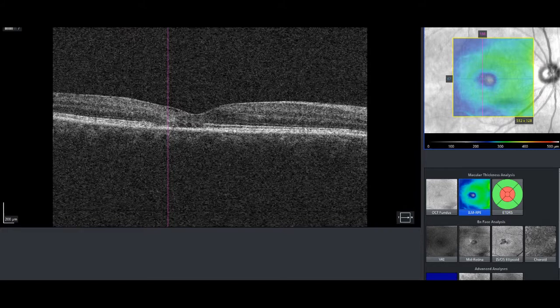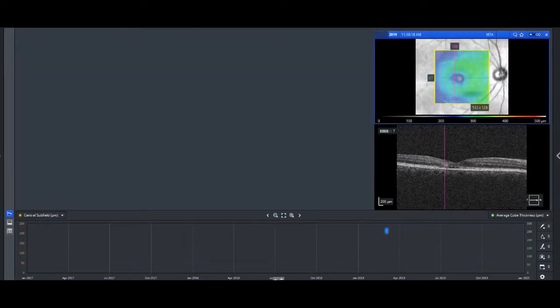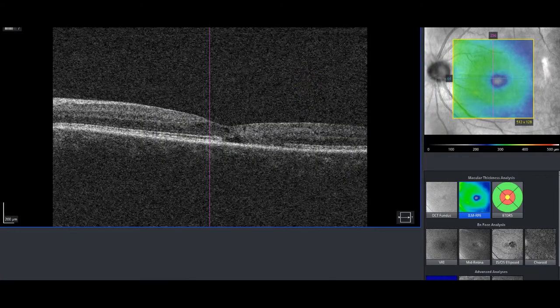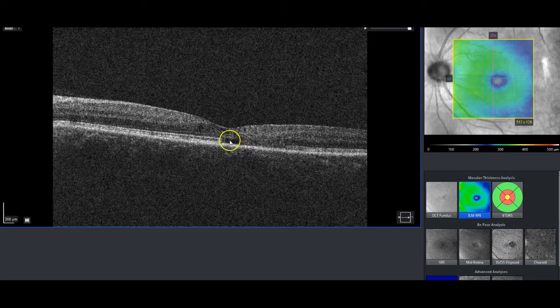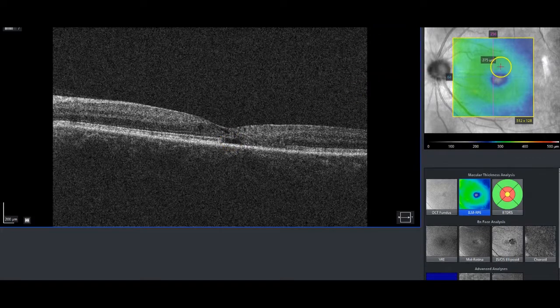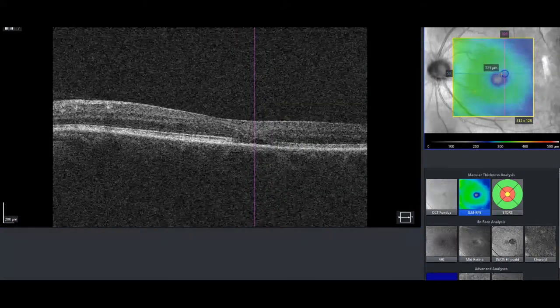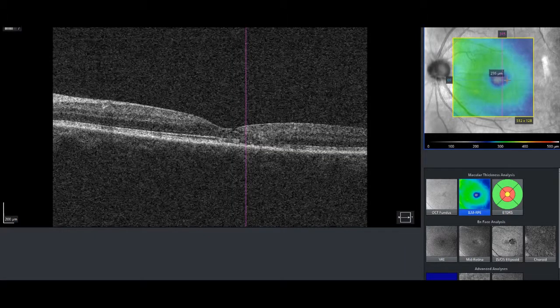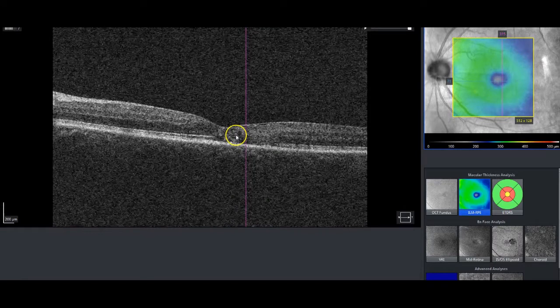Let me show you the fellow eye. Here we go, is the fellow eye. And again, you've got that similar appearance. Let me drag over a slider so you know where we are. And that is, again, on the temporal side of the fovea. So this is a case of idiopathic macular telangiectasia.